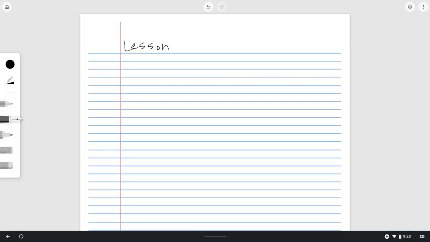Okay, here we go. Lesson 2.2, least common multiple. I'm going to show you the steps to find the least common multiple.